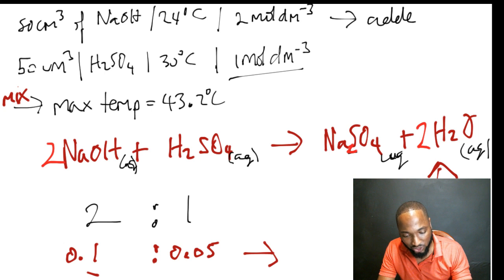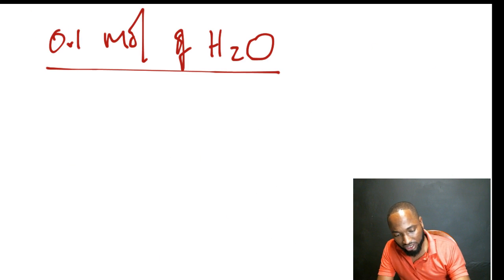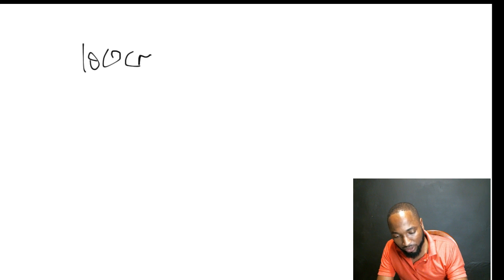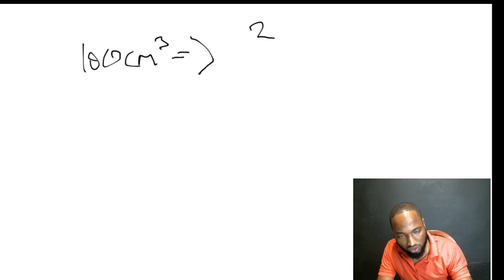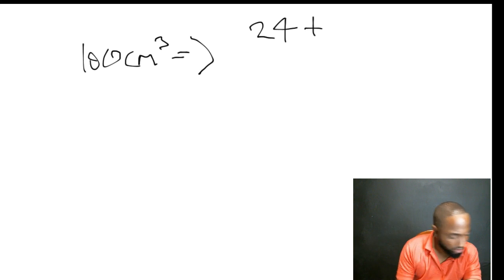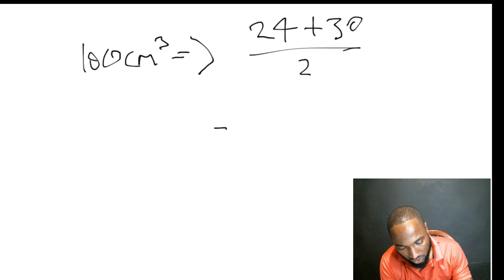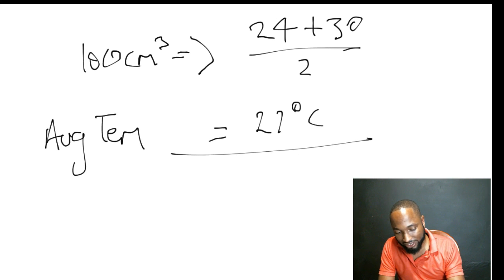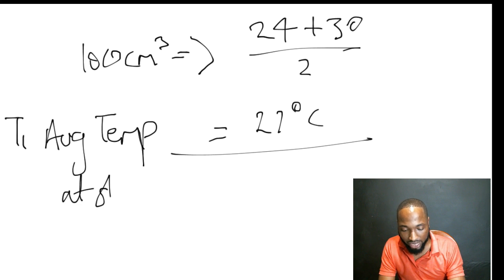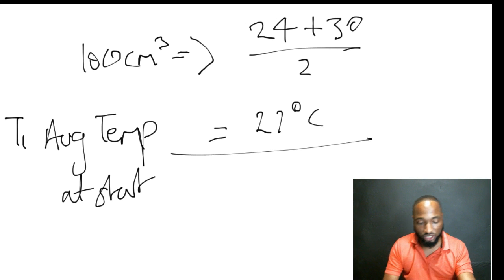So you need to find an average temperature. And this is how you do this. You'll say it's 100 cm cube now because you add the 2 of them. The average temperature would be, and this is from memory, 24 plus, what is 30? 30 was the next one, divided by 2. 27 degrees Celsius. So this is your average temperature at the start. So I put T1, you could put at start. So now we know the temperature change.